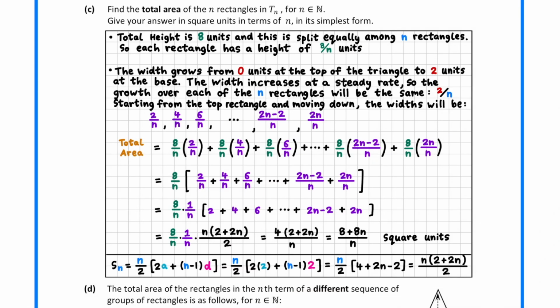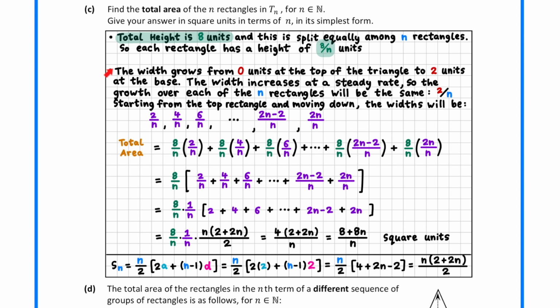In part C, we must find the total area of the n rectangles in Tn. We can do this by generalizing the argument from part B. The total height of the triangle, 8 units, is split evenly among the n rectangles, which means each rectangle will have a height of 8/n.